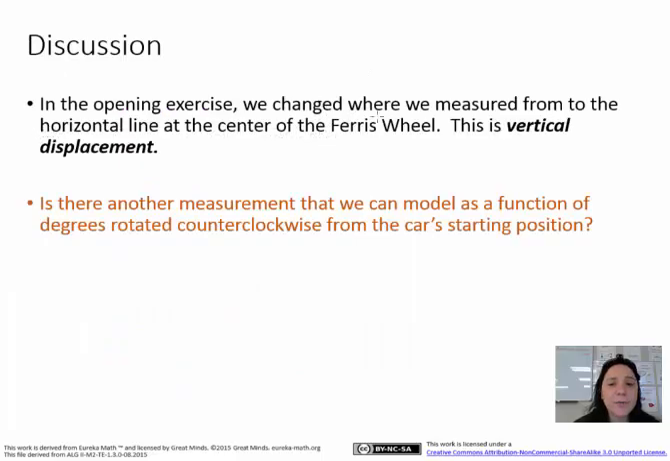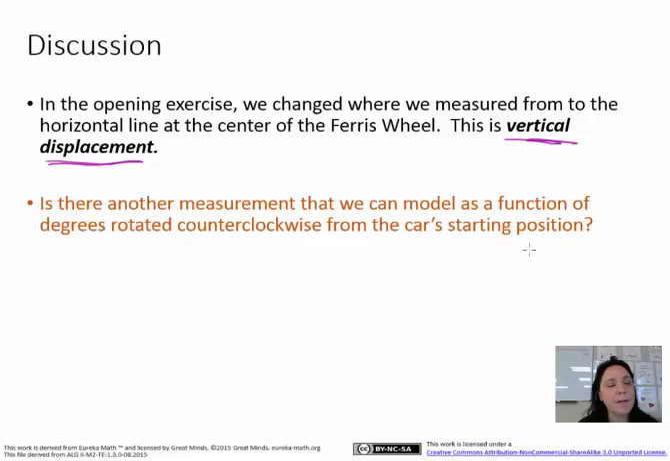So in this exercise, we changed what we measured from to the horizontal line at the center of the wheel, and we called this vertical displacement. You might remember from science classes that displacement has a sign. It can be positive or negative, as opposed to distance that does not have a sign. It's an absolute value. So then we asked, is there another measurement that we could model as a function of degrees rotated counterclockwise from the car's starting position?